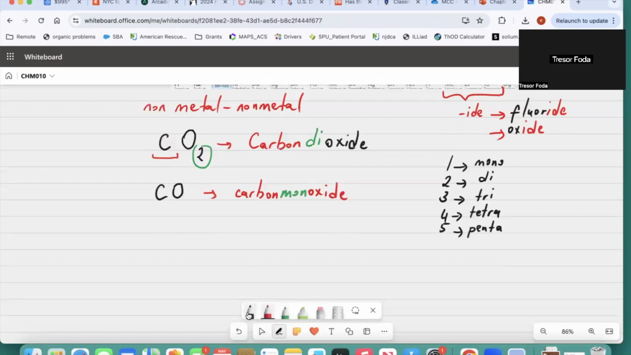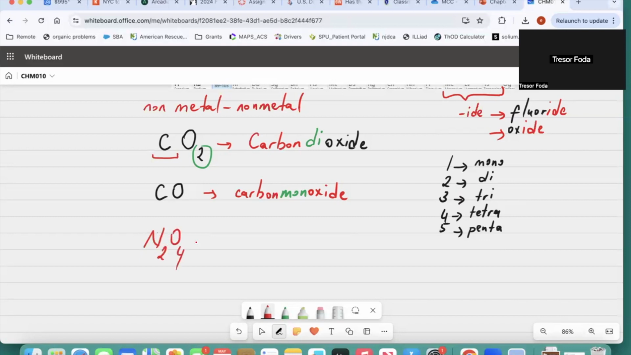Let's do one more example to dive in a little bit more. For the first element, as you can see, if you have only 1 of them, you don't say monocarbon dioxide. You just say carbon. But if you have more than 1, then you also have to indicate how many of that element we have. Let me give you an example. Let's take a look at this one, N2O4, for instance.